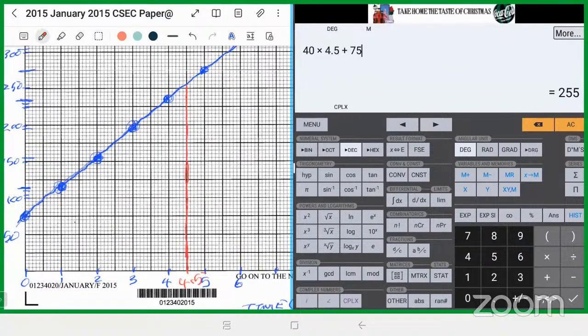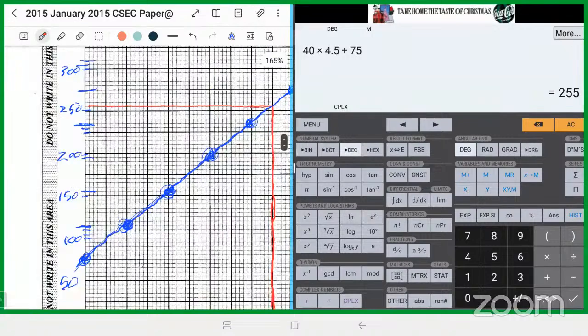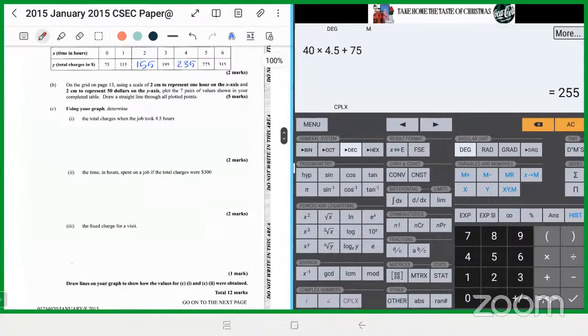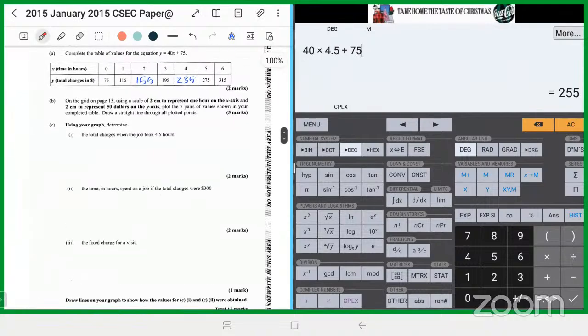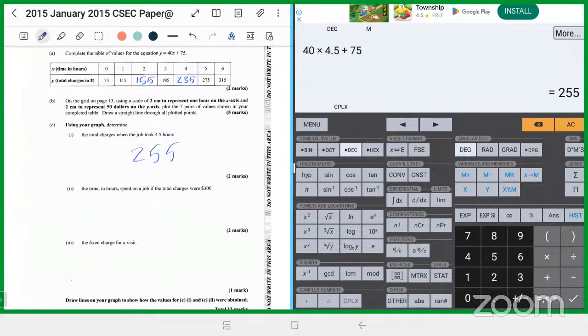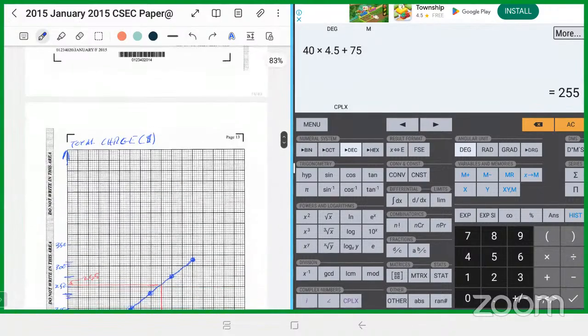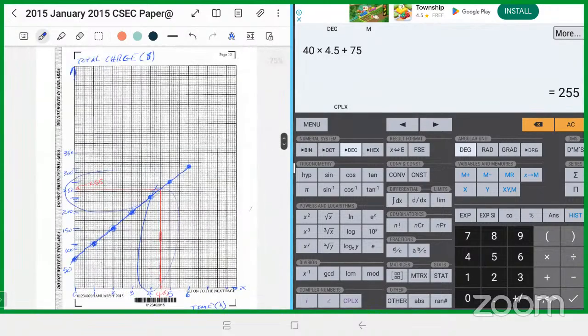Come across and read it off this graph up here. One line about 250. That is 255 right here. So the answer here is $255. The charge is $255. Because the question says use a graph, you have to leave these lines that I've drawn, these red lines. You can't take them off, you have to leave them, so the examiner sees how you used the graph.